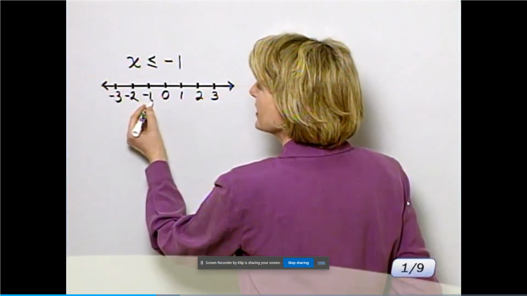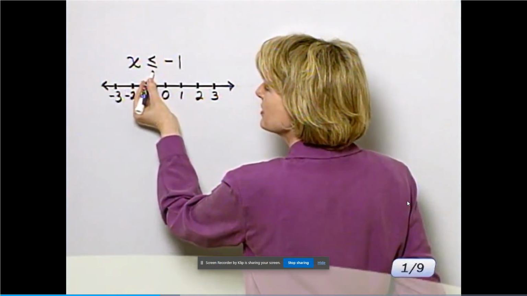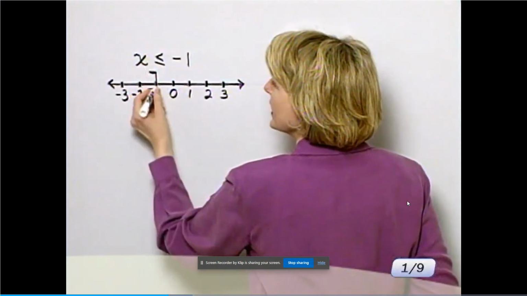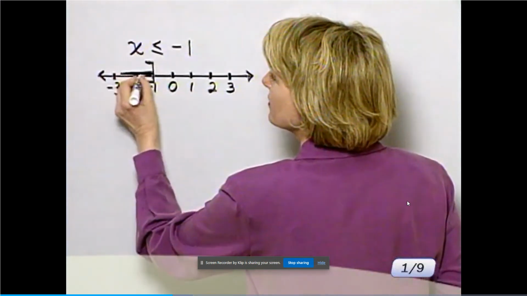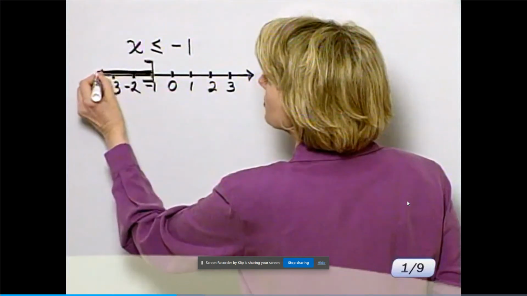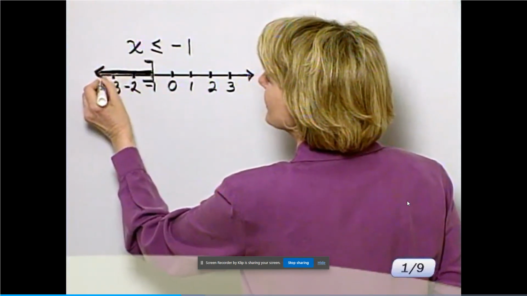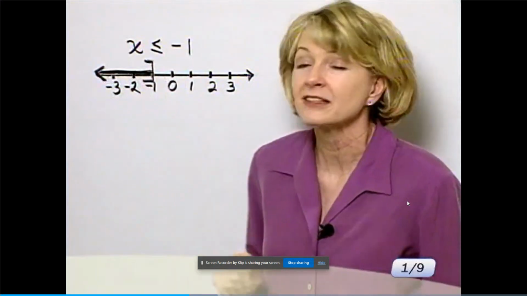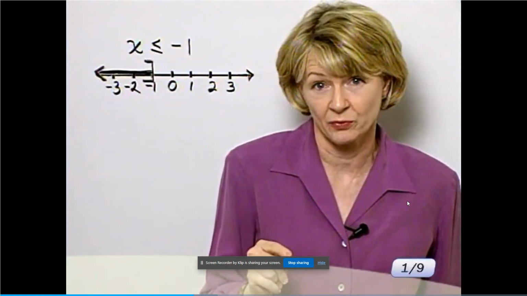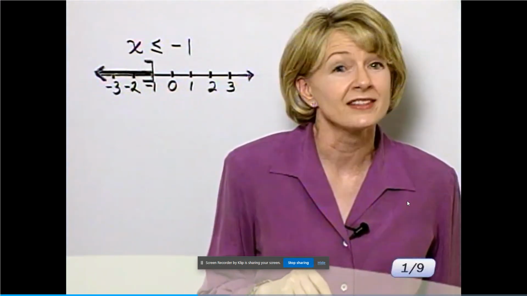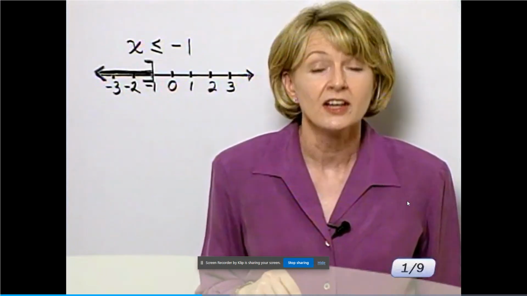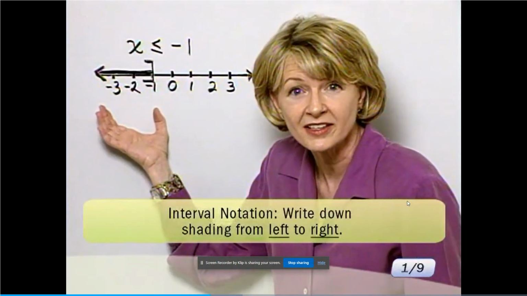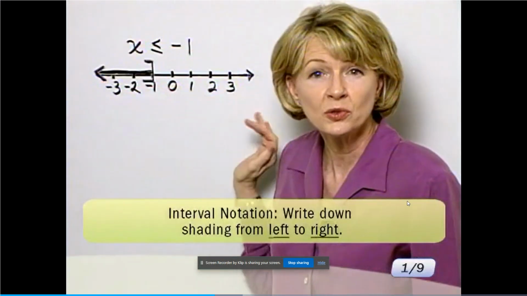So here at -1, because of this symbol, I'll use this bracket, and then I shade to the left of -1 because those numbers are less than -1. So I've shaded the numbers less than -1, and this bracket means I'm also including -1. But now I want to write this in interval notation. To write in interval notation, you basically write what you have shaded from left to right.